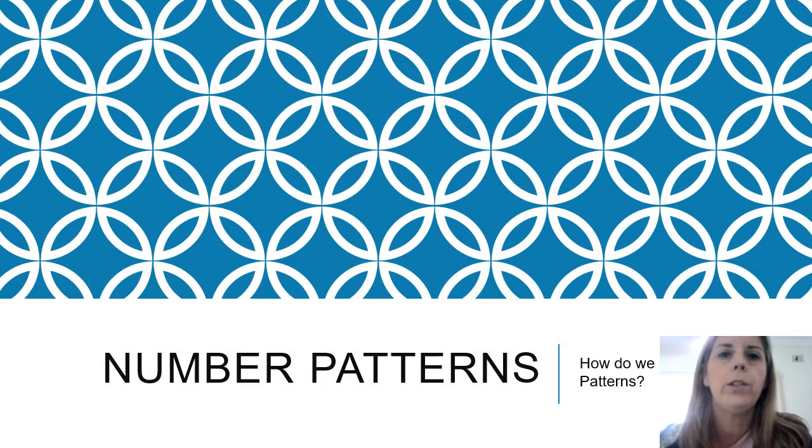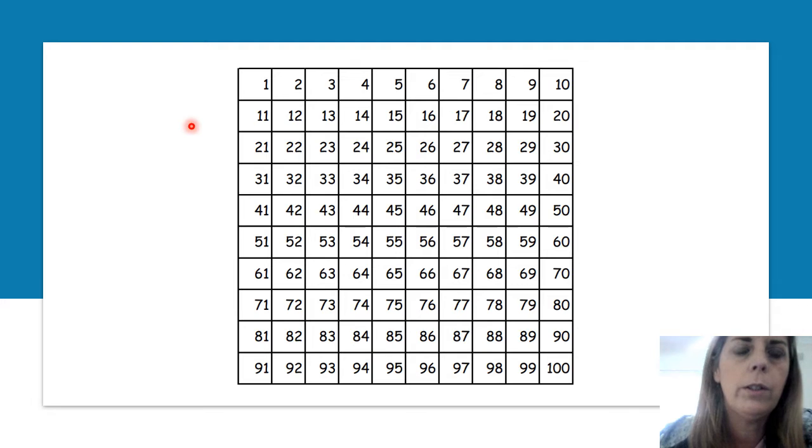So today we are going to do number patterns. How do we do number patterns? Let's look at the next picture. Right, grade 2, so you can see we have a number chart that goes from 1 to 100. Let's practice counting forwards in ones. 1, 2, 3, 4, 5, 6, 7, 8, 9, 10.